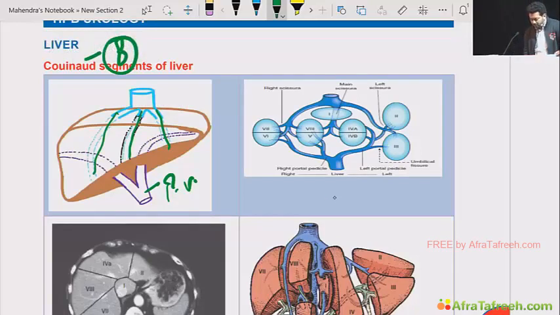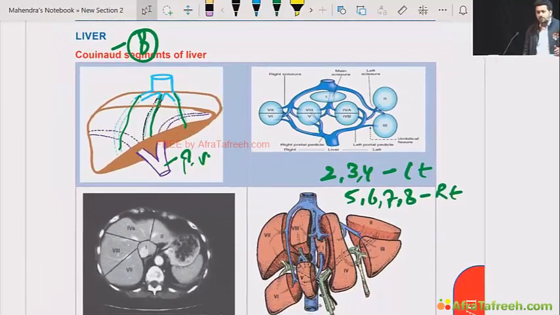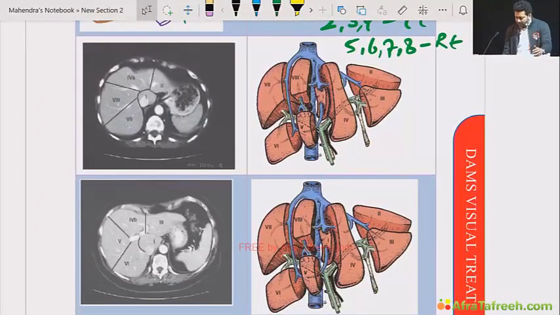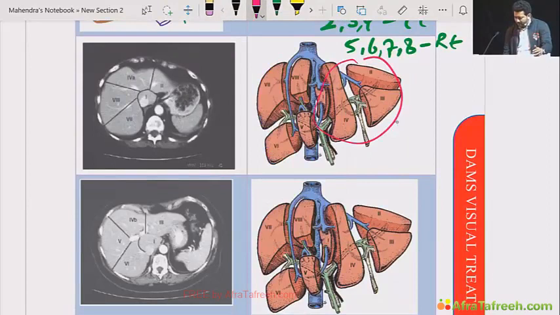Okay, so segments 2, 3, and 4 are the left liver, and 5, 6, 7, 8 are the right liver. Every segment has its own portal triad, meaning every segment has its own branch of hepatic artery, portal vein, and bile duct. Okay, so you can see segments 2, 3, 4 are the left liver, and 5, 6, 7, 8 are the right liver.